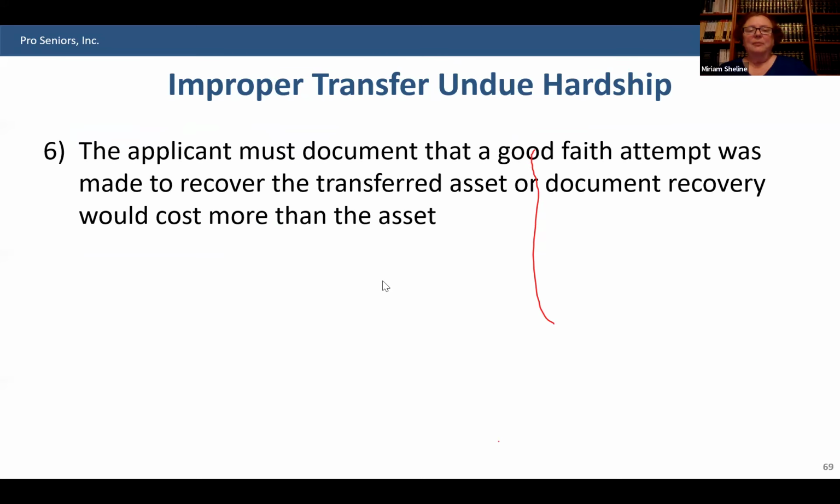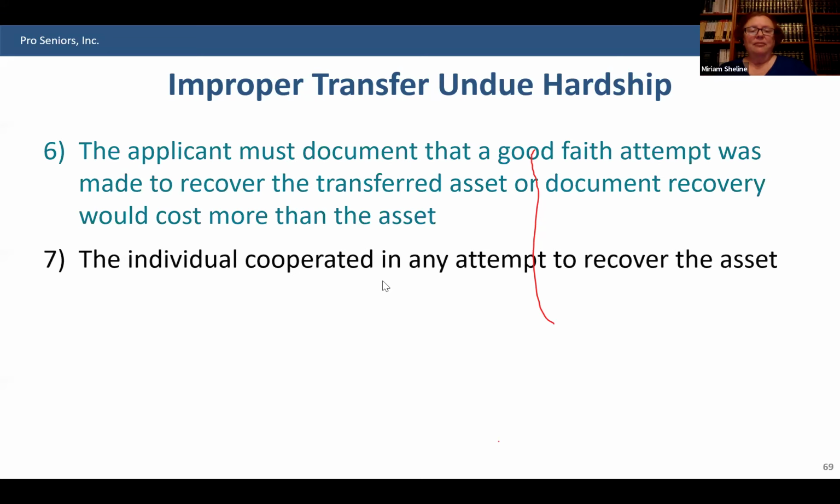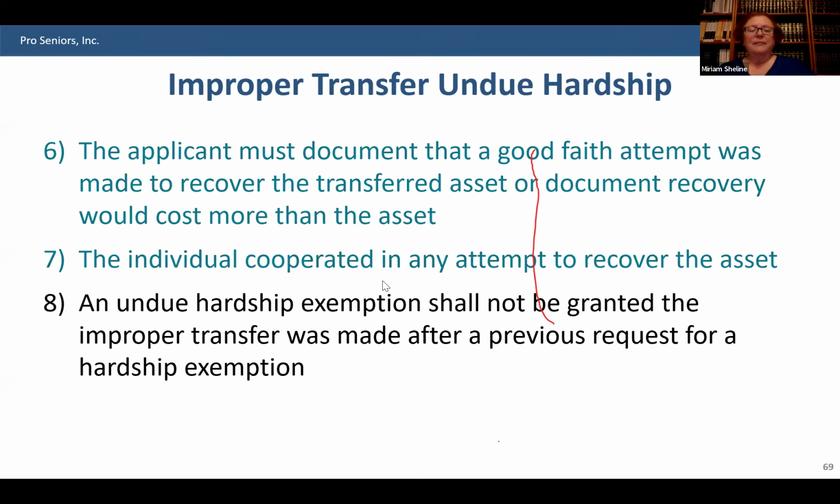They have to document a good faith attempt to recover a transferred asset, or that the recovery would cost more than the asset itself. They have to cooperate in any attempt to recover the asset. And if you've already made a request, they're not going to grant you a second one.